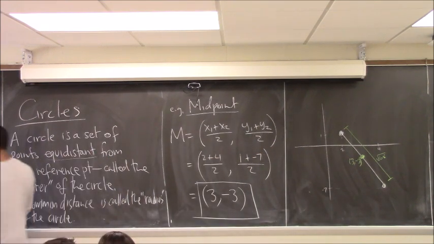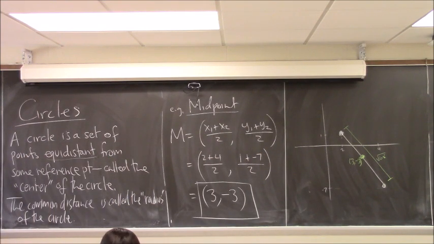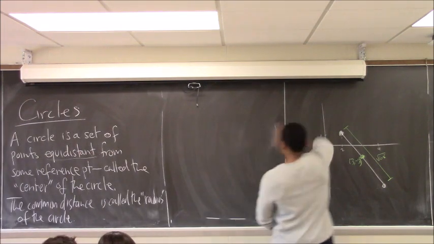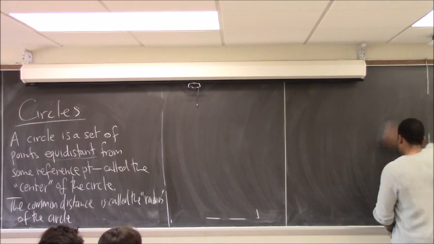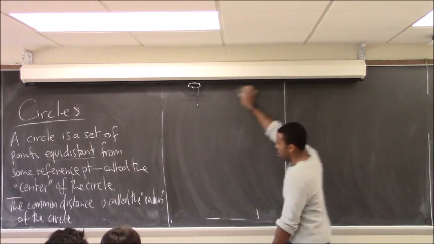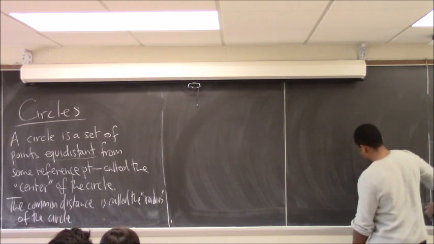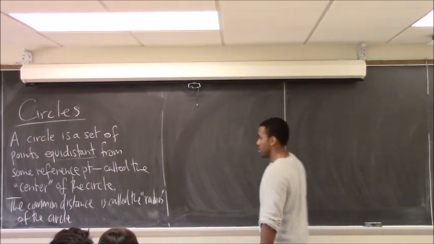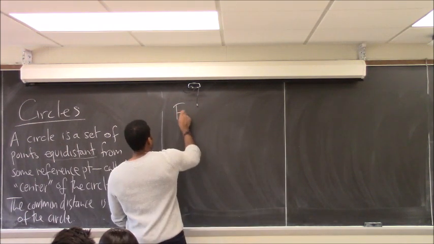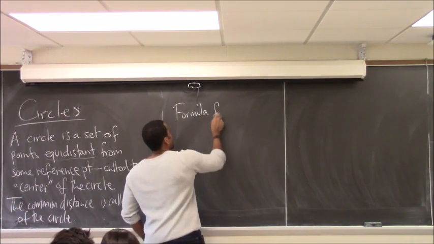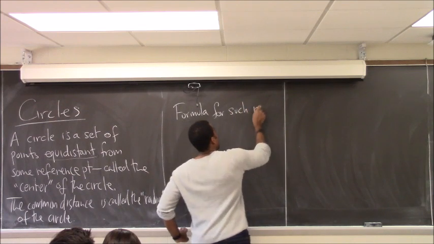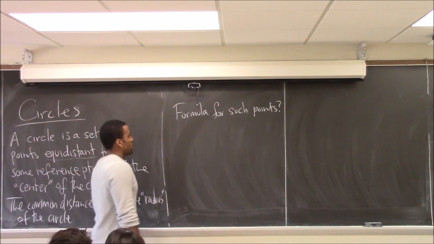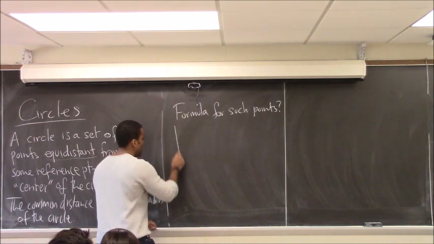We want to be able to express this as a formula. Sometimes we might need to set up a circle. Sometimes we need to know when we're looking at the formula of a circle, the formula for such points. Let's see what we are talking about here.